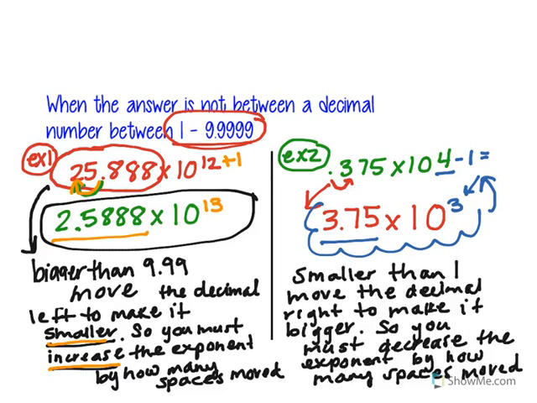So since the coefficient was smaller than 1, you move the decimal right to make it bigger. Then you must decrease the exponent by however many spaces you moved. So because we increased the coefficient, we're decreasing the exponent. Just like in example 1, since we made the number smaller, we're going to make the exponent bigger.